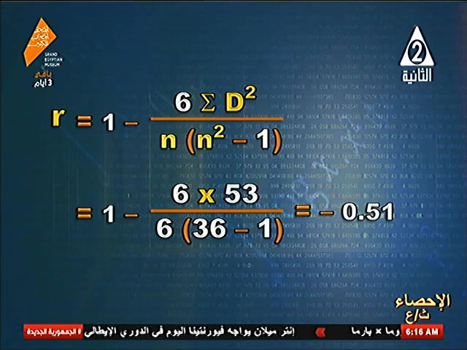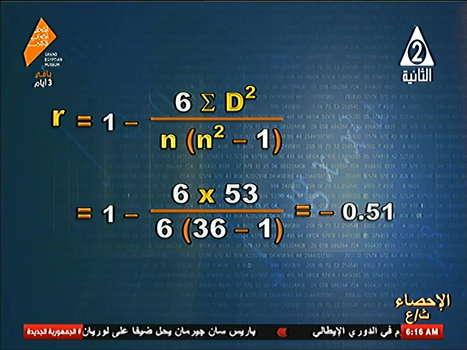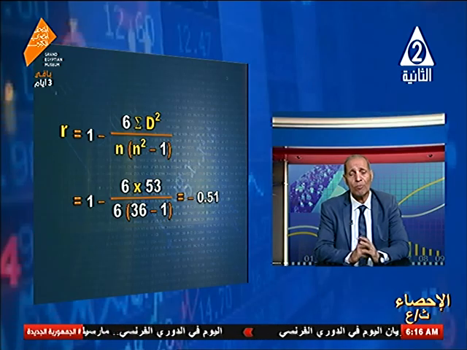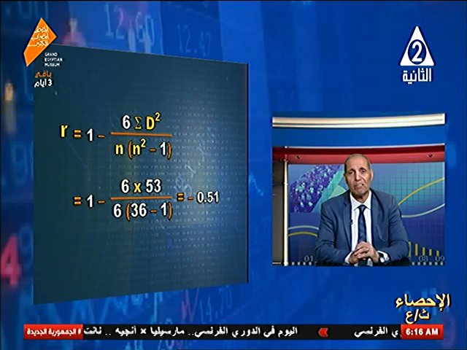My dear student, look at r is negative 0.5. It's normal. We have more types of correlation. Correlation belongs to the closed interval negative 1 to 1.